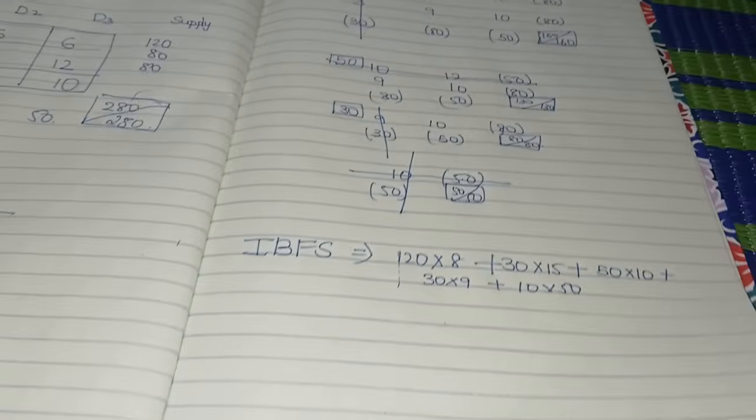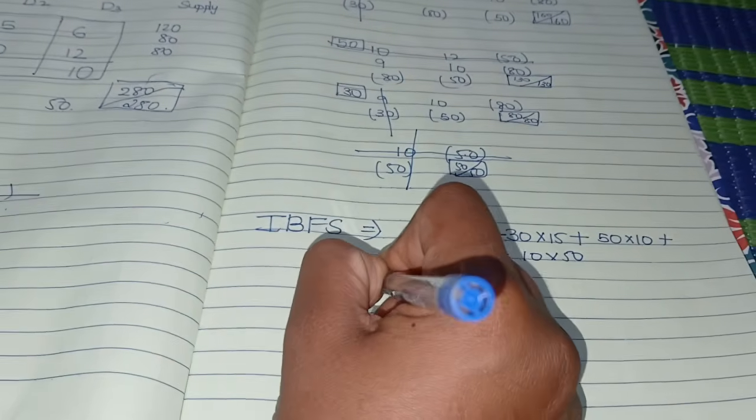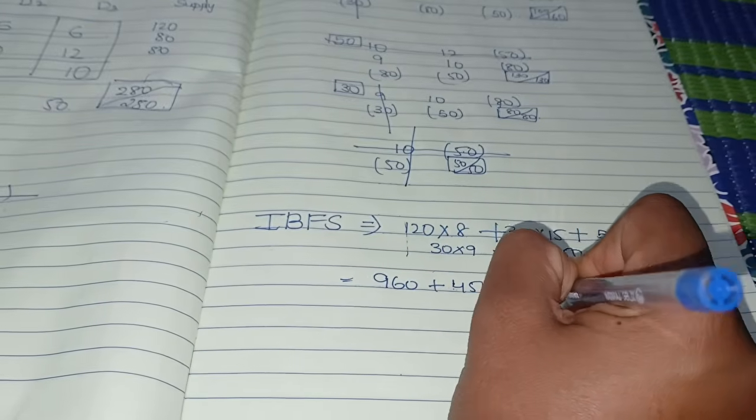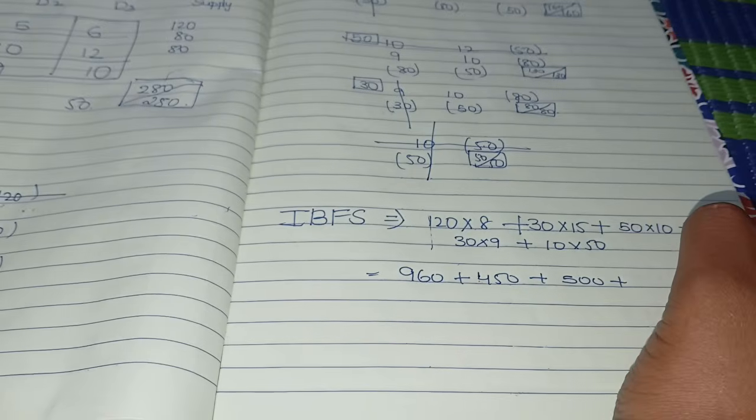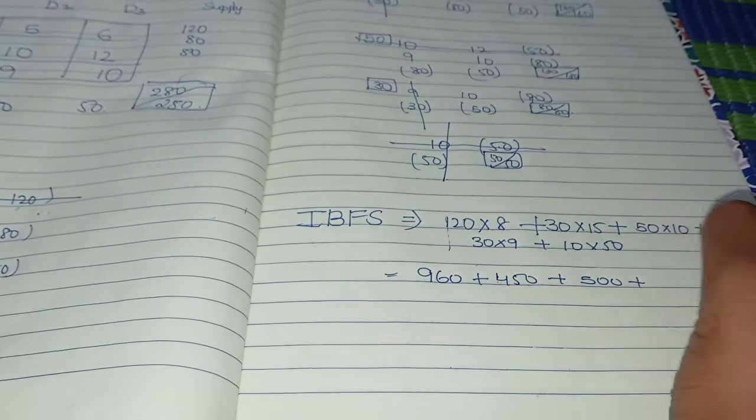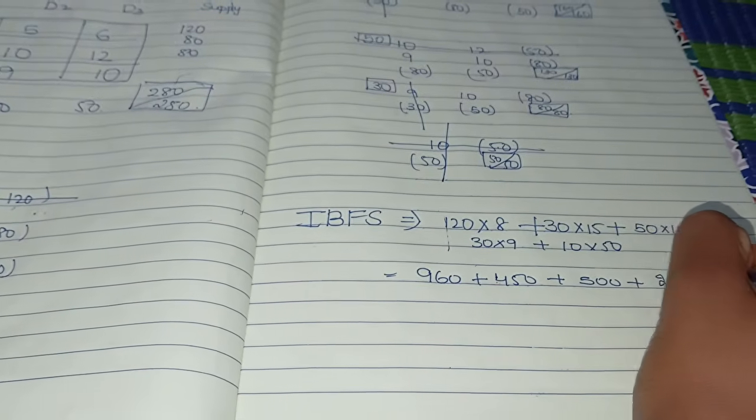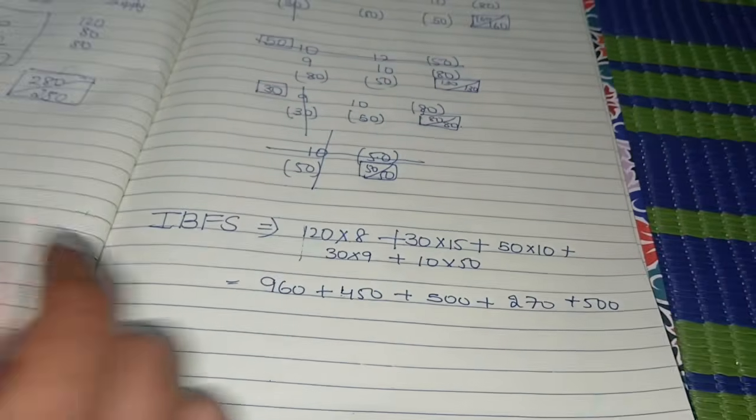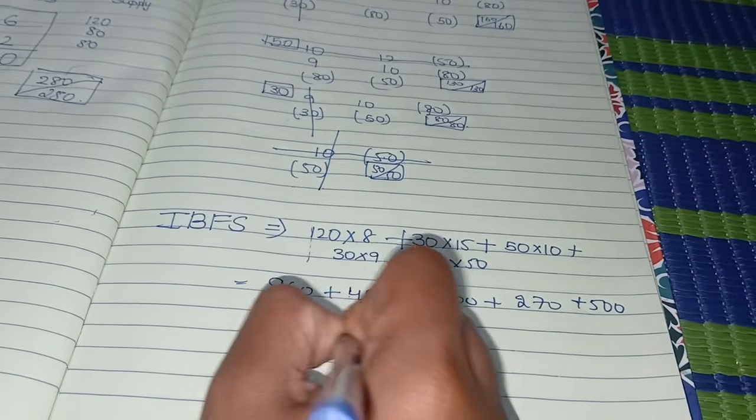Okay. So, 12 into 8 is 960. 30 into 15 is 450. 50 into 10 is 500. Yes. Next, 30 into 9 is 270. 10 into 50 is 500. When you add all these things, you will get 2680.